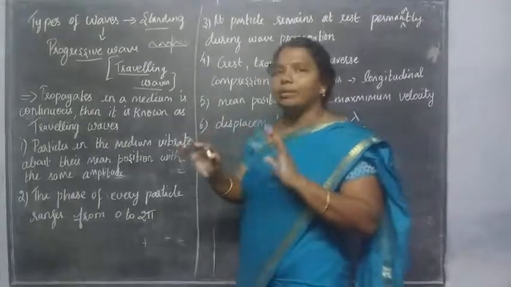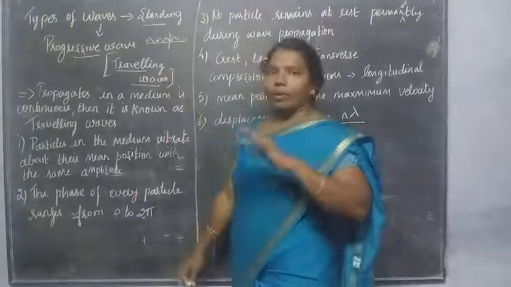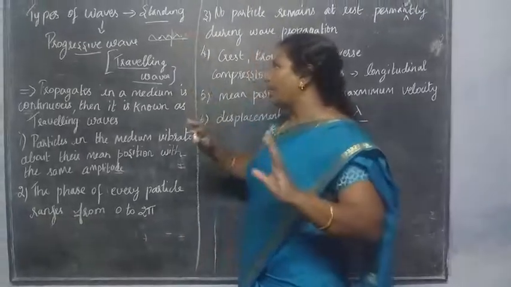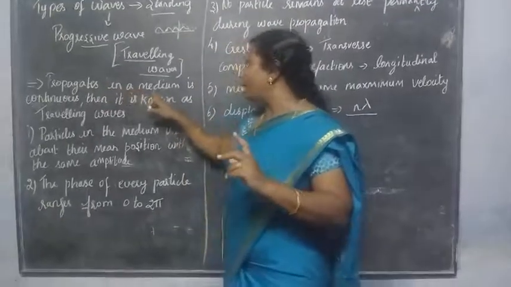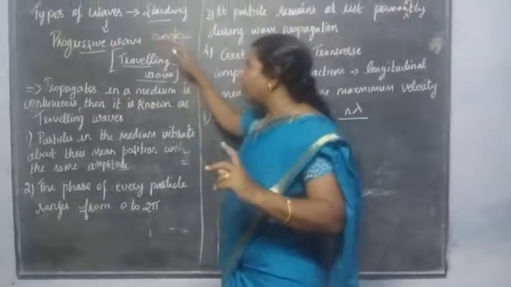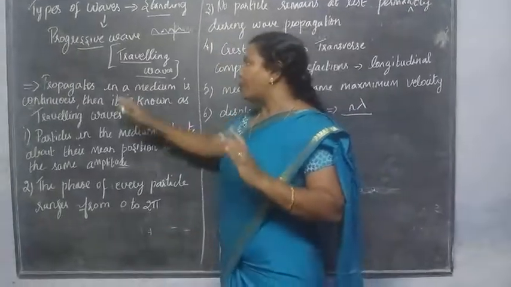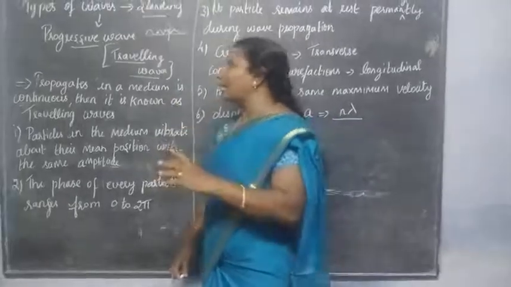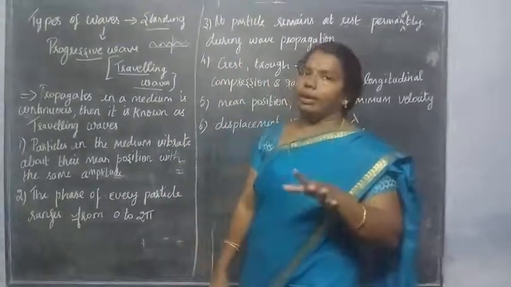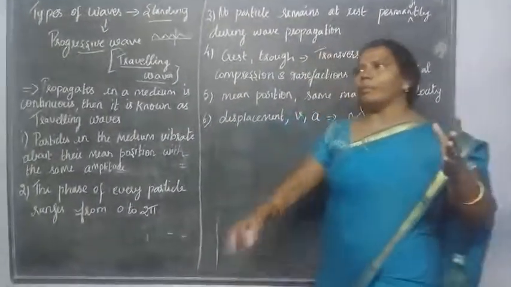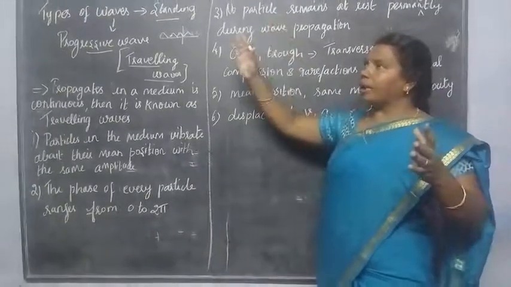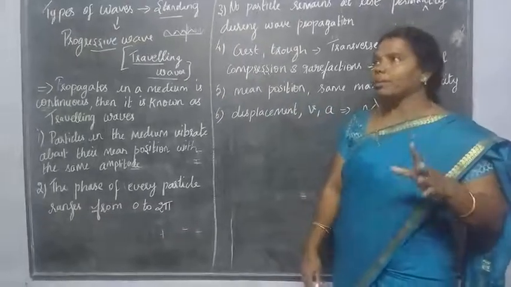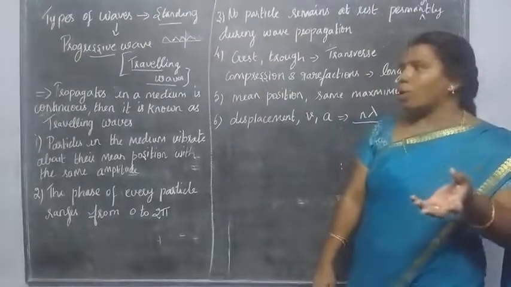So a progressive wave, simply you can say, is a traveling wave. The waves that can travel from one coordinate to another coordinate. Okay, see, it propagates in a medium continuously, so it is able to keep moving. So when waves propagate in a medium in continuous motion, that type of wave is called a traveling wave. When the waves travel from one coordinate to another coordinate continuously, that type of wave is called progressive, or simply a traveling wave.